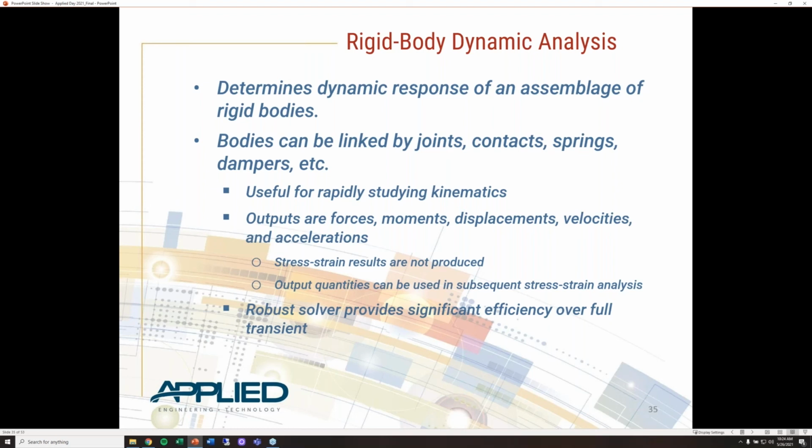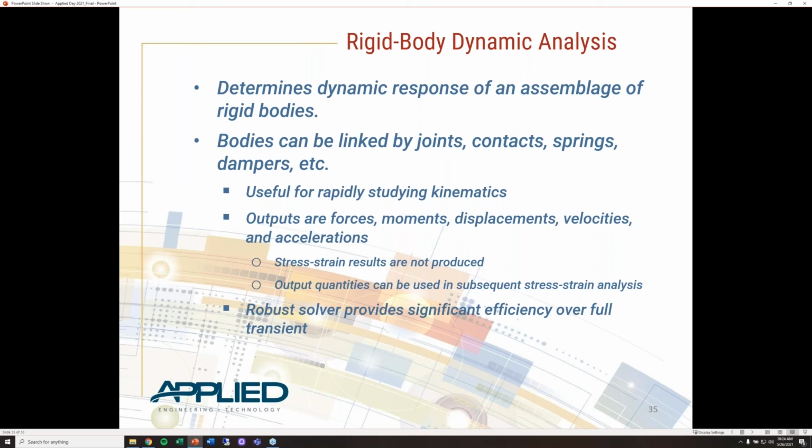We're going to output forces, moments, displacements, velocities, and accelerations from this analysis. We are not outputting stress and strain results, so we're not using this to predict life or predict failure or anything like that. We're just studying kinematics. We can, however, use those outputs to run a subsequent stress strain analysis in the static structural environment. So those output quantities can be very useful downstream once we get our kinematics to be what we want them to be.